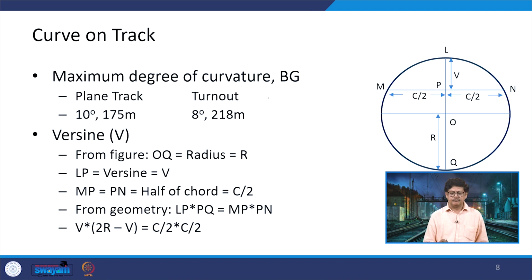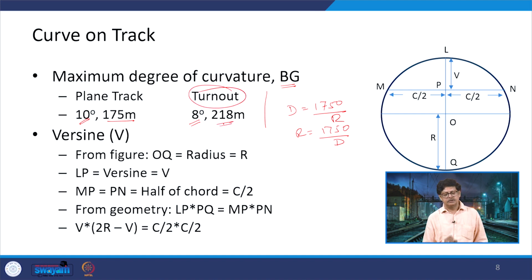On the basis of that, certain values have been given for a broad gauge track. If it is a plain track, then 10 degrees is the maximum degree of curvature which can be taken, and this 10 degrees translates into 175 meters because the relationship is D equals 1750 divided by R, or R equals 1750 divided by D. If it is 8 degrees, and this 8 degrees is provided on a turnout, then the value of the radius is going to be 218 meters.